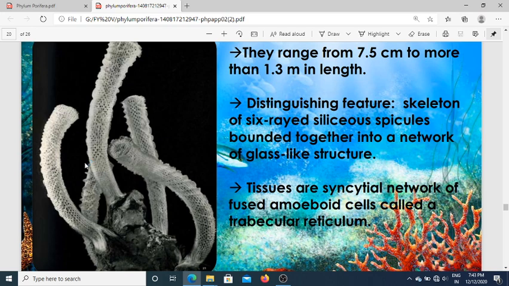The amoebocytes fuse together to form a trabecular net bearing large openings. The canal system is leuconoid type. The spicules mostly fuse together to form a network and a beautiful glass-like skeleton. Therefore, they are termed glass sponges. They reproduce by asexual as well as sexual methods. Asexual reproduction occurs by budding. Sexual reproduction occurs throughout the year.